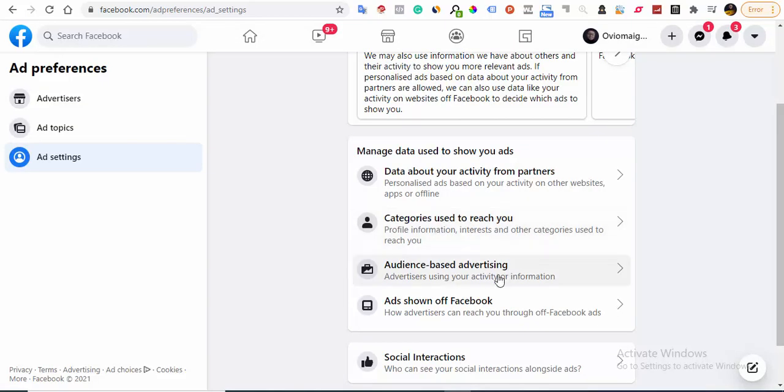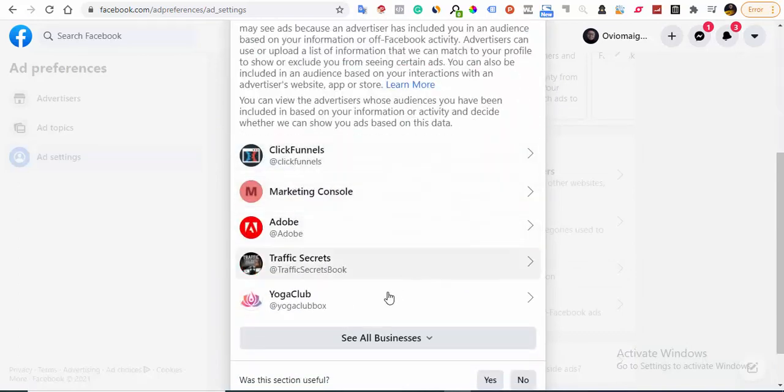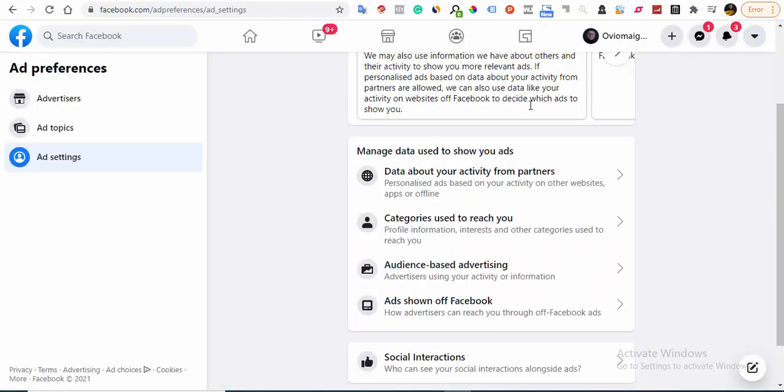Okay. This is why you have to really hone in on who your target audience is. Okay, that's category, and of course they have audience-based advertising. This is just when you create a custom audience and all of that.